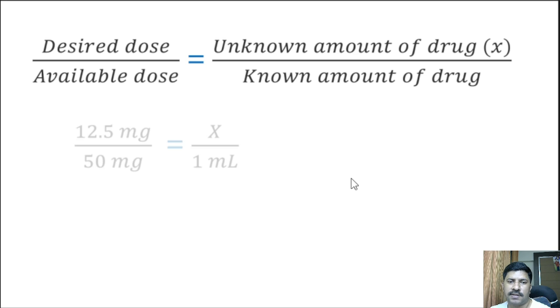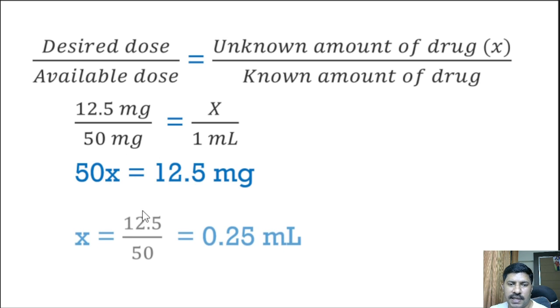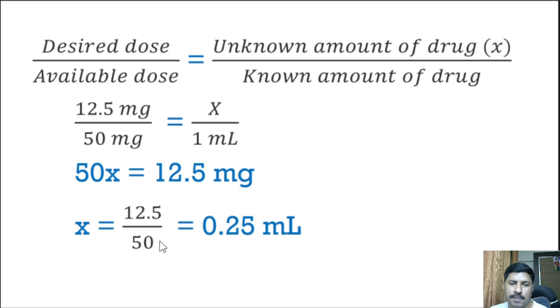We will apply the values here. 12.5 mg divided by 50 equals x by 1 ml. Cross multiplying, 50x equals 12.5 mg. X equals 12.5 mg divided by 50 equals 0.25 milliliter. So you can just write it down and solve, but no need to write all the steps. You can solve it easily. From here itself we can solve. X by 1 ml equals x only. So no need to write these steps. We can directly get the answer.